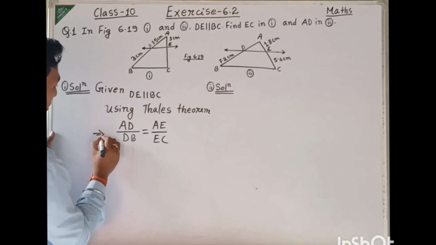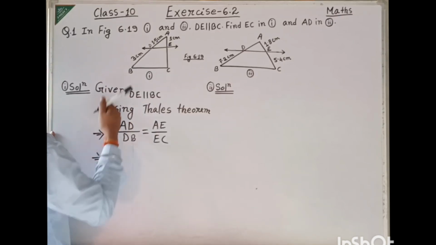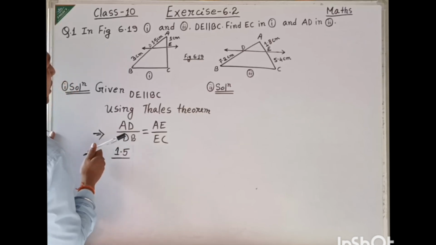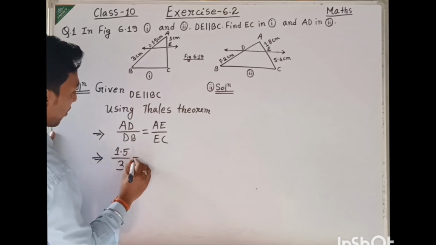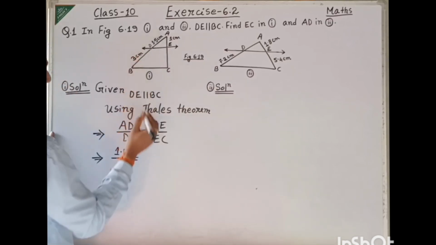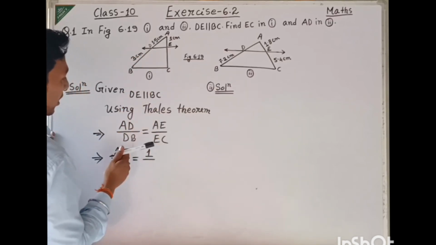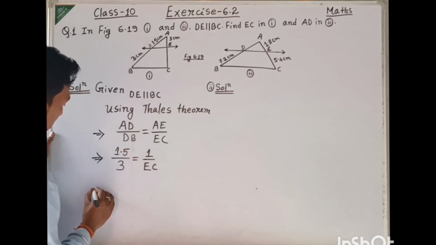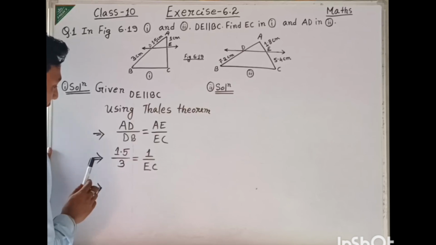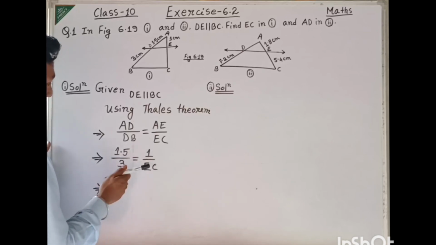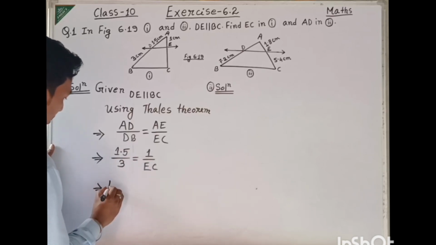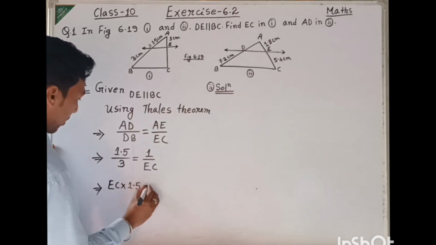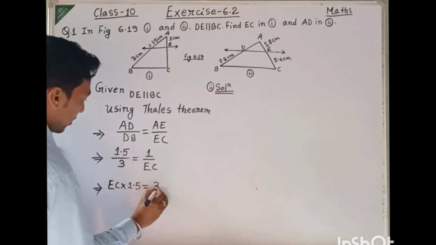Now you just place the values. AD means 1.5, so right here 1.5. DB means 3, so right here 3. Equal to AE, which is given as 1, so right here 1, by EC. We don't know EC, we will find its value, so write it as it is. In the next step, just do the cross multiply. EC into 1.5 equals 3 ones are 3.